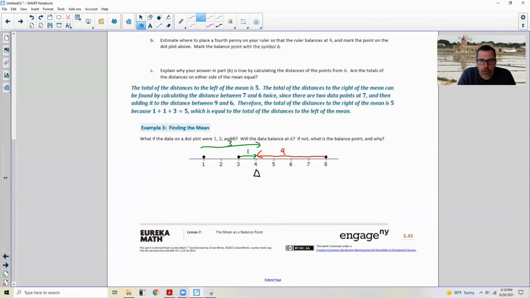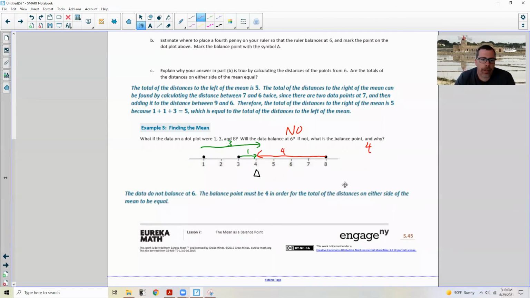Okay. So what if the data on the dot plot were 1, 3, and 8? Will the data balance be at 6? The answer was no. If not, what is the balance point? The balance point is 4. And the reason is because of the sums of the distances. All right, so the data do not balance at 6.